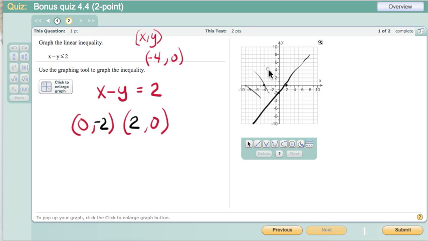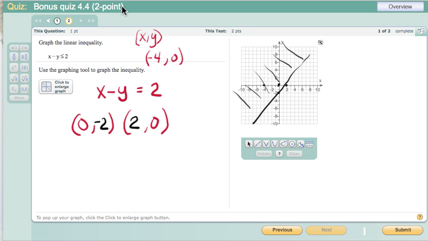If I didn't do that at the very beginning, find myself a point that works, then what you would do is you would pick a point and test it. And the point to pick, if it's available, is always 0 comma 0. Notice when you put 0 for x and 0 for y, you get 0 less than or equal to 2, and that's true. That's why this hemisphere is the correct hemisphere.